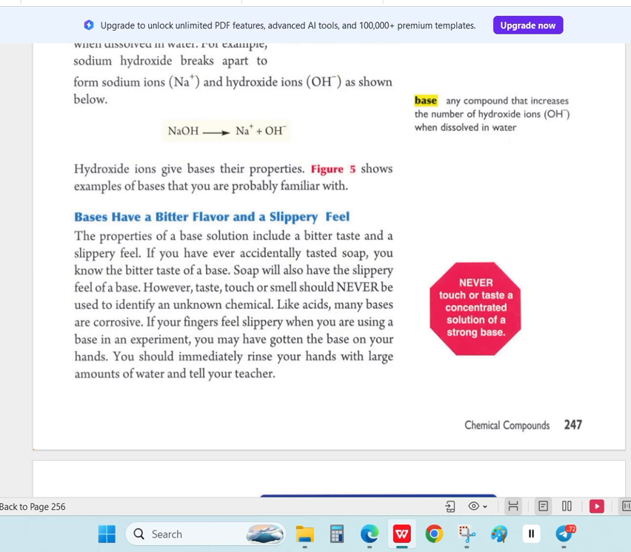So a base is a compound that increases the number of hydroxide ions in the solution, and it has a bitter taste or flavor, and it has a slippery feel.